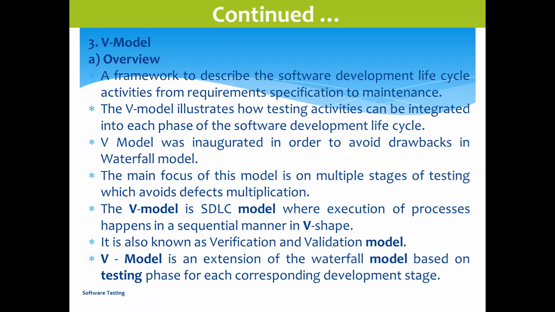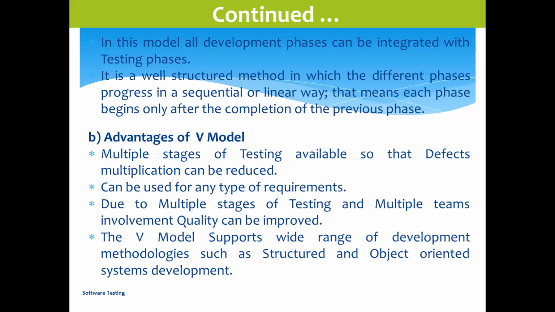Okay, so this V model is the extension of the waterfall model, only to overcome the problem which was not happening parallelly. So here, what is the advantage? Multiple stages of testing are available here. So many stages of testing we can also do parallelly. Then development can be done parallelly, and it can be used for any type of requirements. Any changes that happen in the middle, we can continue from there, no problem.